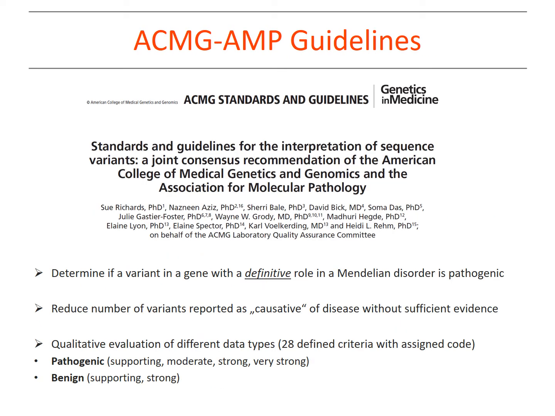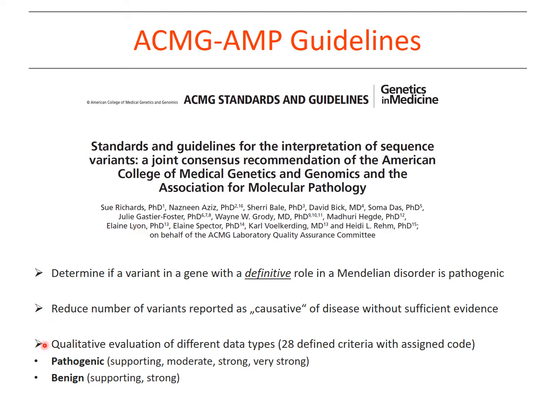So, what is the ACMG AMP system for? Actually, it is to determine if a variant in a gene with a definitive role in a Mendelian disorder is pathogenic. And I marked the term definitive here because it's very critical that you must be sure that this gene is really causative for a disease. The aim was to reduce the number of variants reported as causative or pathogenic of a disease without sufficient evidence. And as I said, the databases and the literature are full of false positives. And this is very critical.